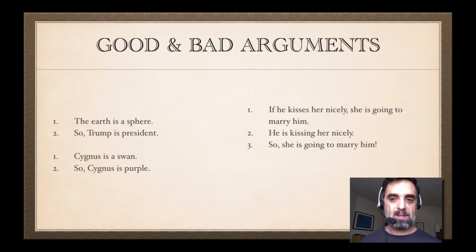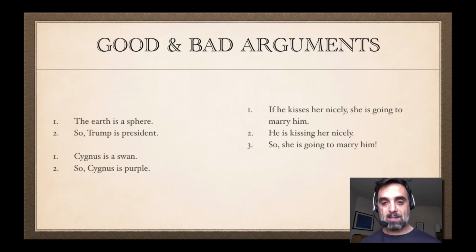The first claim is, if he kisses her nicely, she is going to marry him. The second claim is, he is kissing her nicely. And the conclusion is, so, she is going to marry him. And there is a good, strong connection between the premises of that argument, claims 1 and 2, and the conclusion of that argument, claim 3.